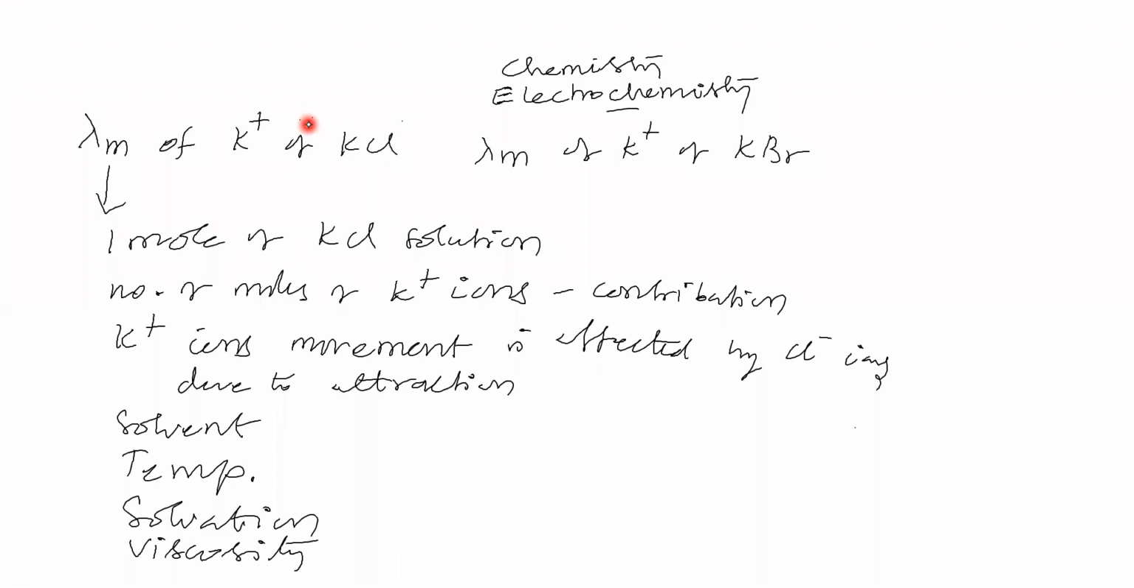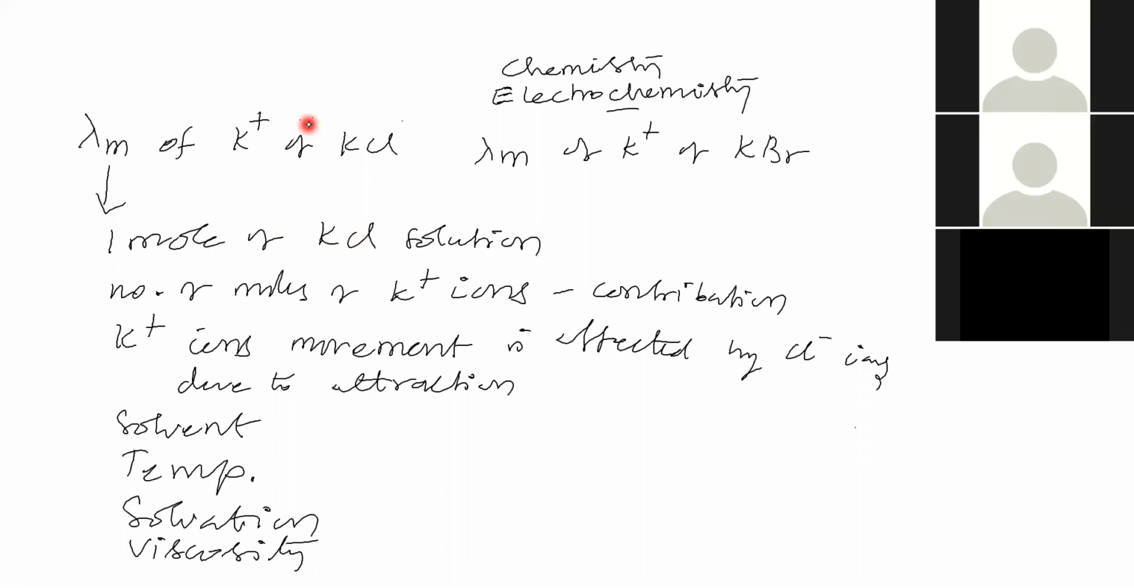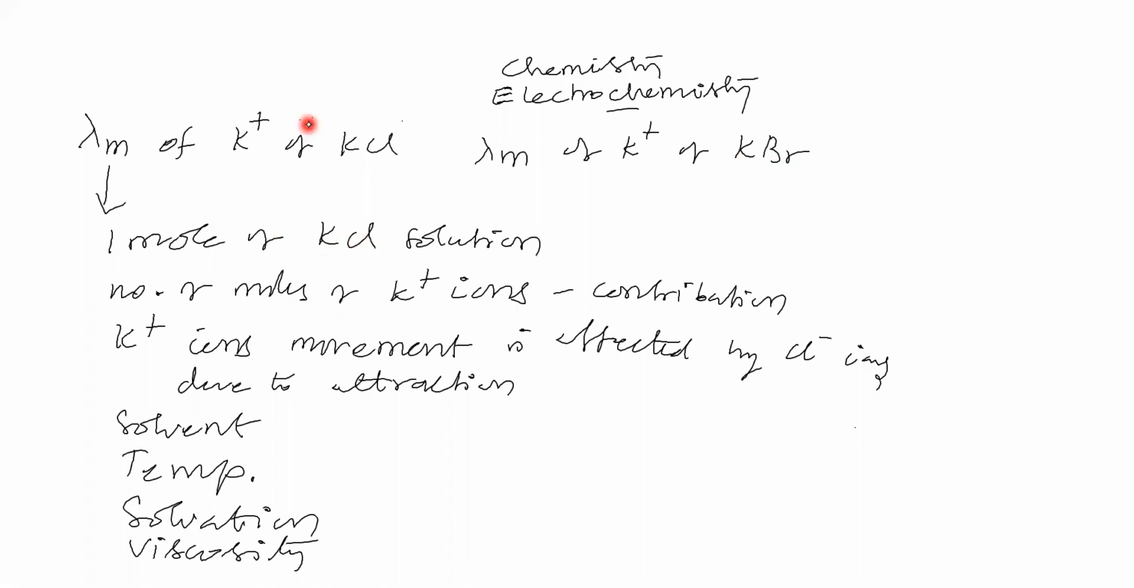So what are the points that are the same? 1 mole of KCl and 1 mole of KBr, the same solvent, the same temperature. Solvation is possible here and also here, and the viscosity of the solvent is the same. So where is the difference? The difference is the degree of dissociation of KCl and the degree of dissociation of KBr.